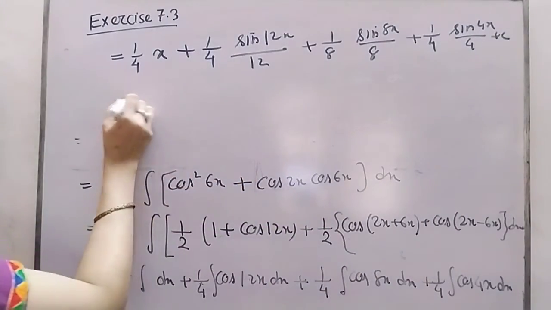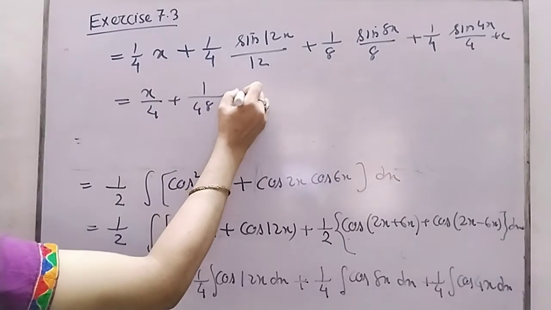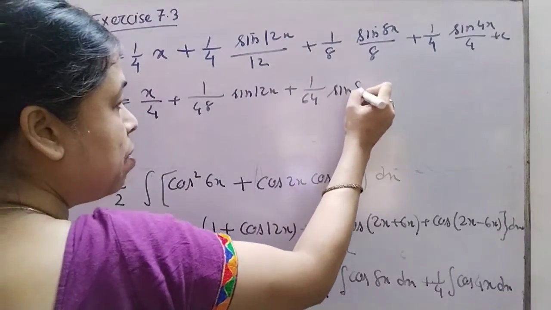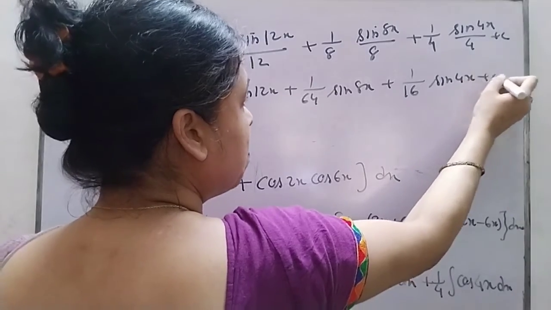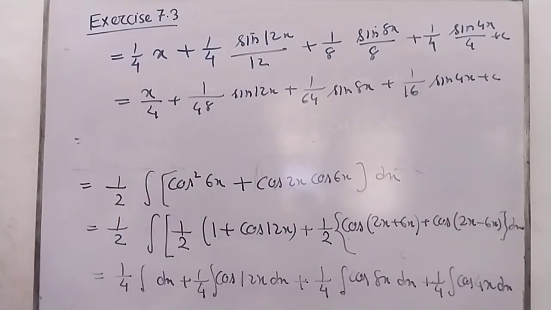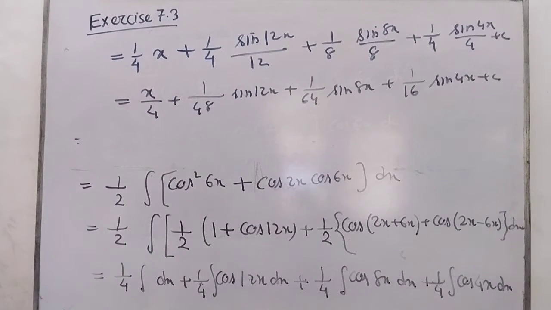One more step I have to do. That is x by 4 plus 1 by 48 sine of 12x plus 1 by 64 sine of 8x. Now do the product, 1 by 16 sine 4x plus c. So here the solution is completed. Hope you understand the method, how to do this type of questions. Is the method clear to all of you or not? Try to clear this type of things.